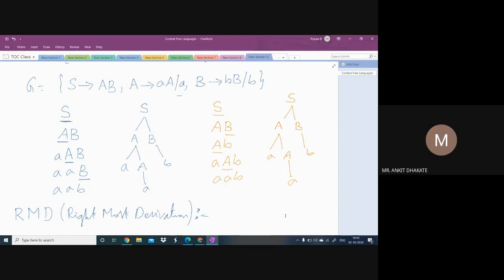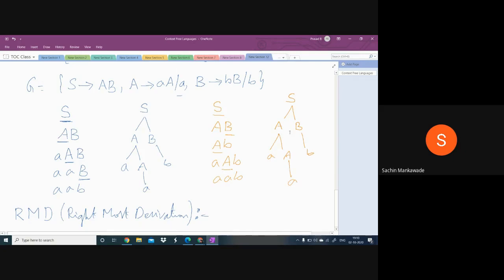Completed? Yes, sir. Okay. Guys, look at this. This is the leftmost derivation; we have applied to the leftmost non-terminal. Whereas this is the rightmost derivation. And definitely this derivation and this derivation are not the same. One is LMD and the other is RMD. These two derivations are different, no doubt. Whereas this is the parse tree for the leftmost derivation, and this is the parse tree for the rightmost derivation.